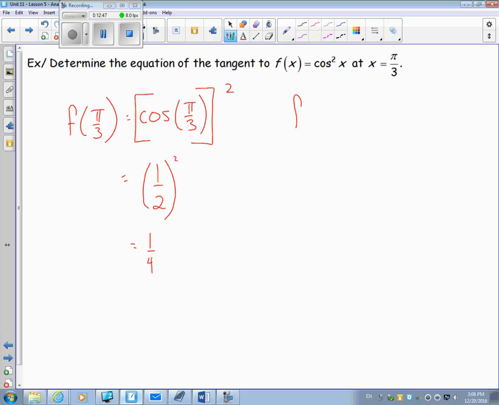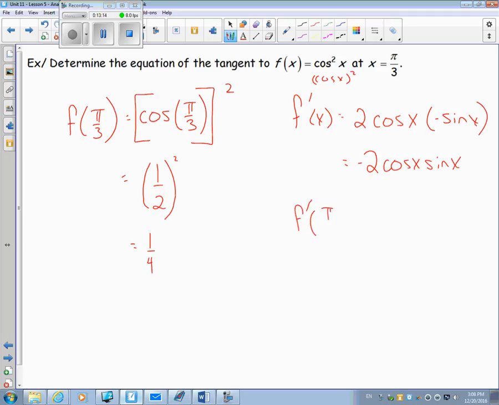Now to our derivative. Think of cos squared x as the same as cos x squared, right? So 2 comes down in front, times the original function, times the derivative of that function, which is negative sine. Okay, we'll simplify it just a little bit to make our life easier. So negative 2 cos x sine x. In particular, I need the slope at pi over 3. So negative 2 cos pi over 3 sine of pi over 3.